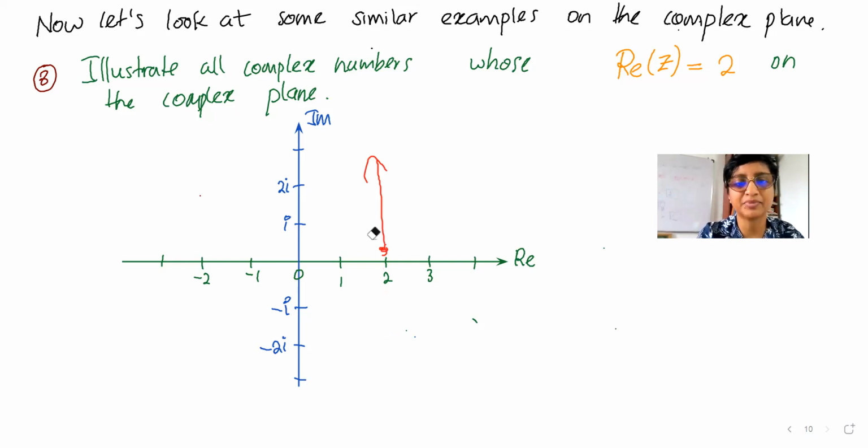Let me draw it a little bit nicer. So it's a line passing through 2, like that, with all these numbers, and you put 2 arrows to say that it's a vertical, long line, right? An infinitely long line.